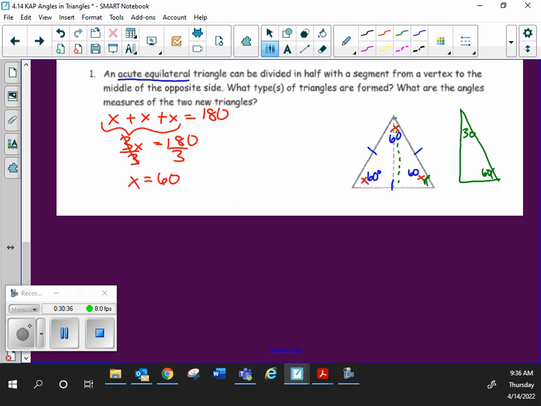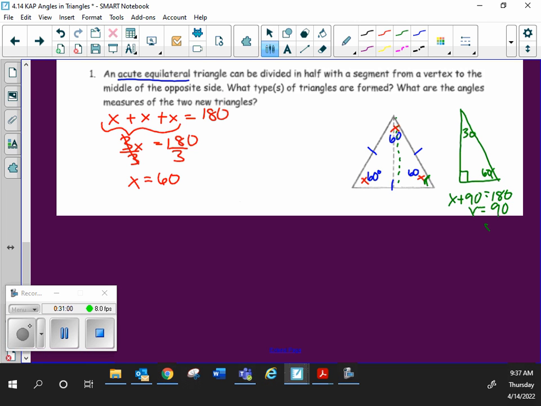Now, I don't know anything about this other one, technically. But how can I solve for it? I know that all three angles add up to 180. 30 plus 60 is 90, so X plus 90 is equal to 180. X is going to equal 90. That is going to mean it's a right angle.